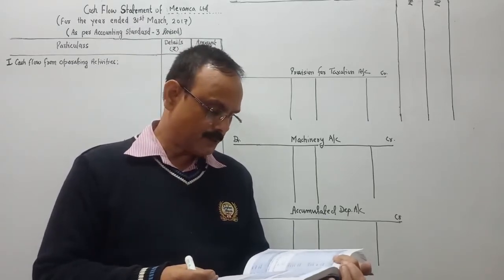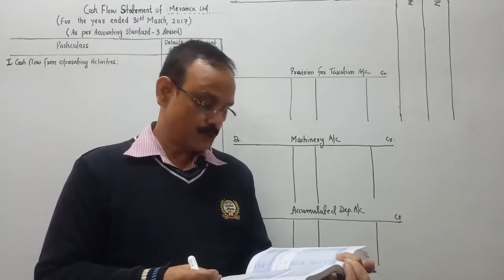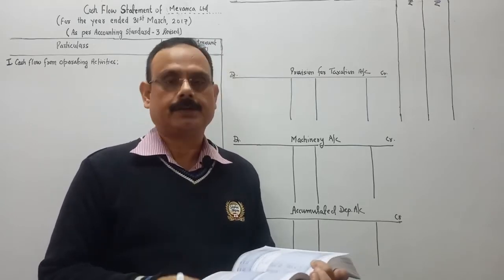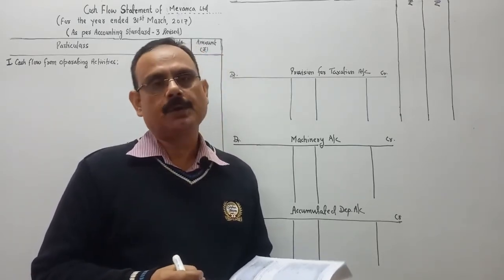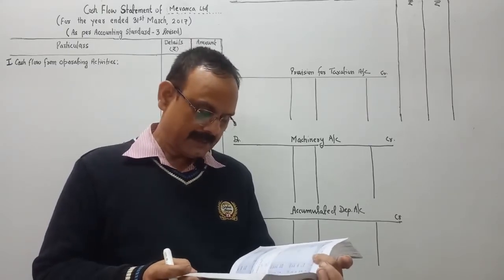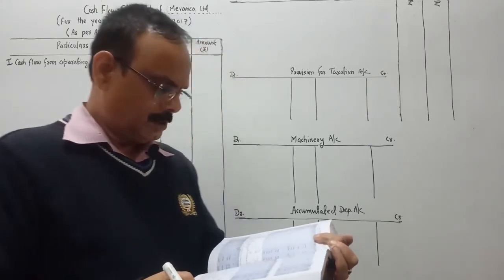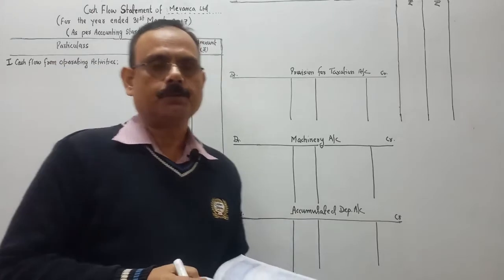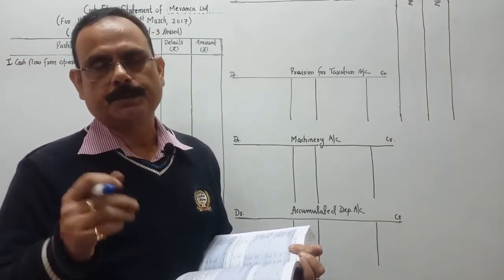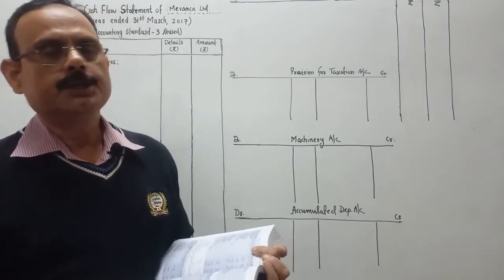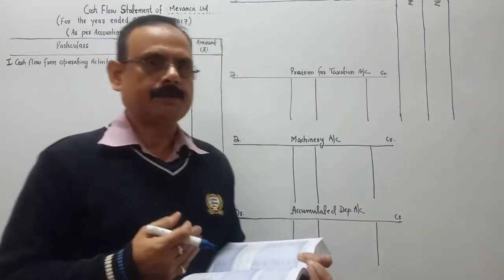Accumulated depreciation was 20,000, and the machine was sold at a loss of 18,000. So book value was 18,000 and sold at a loss of 18,000. Prepare cash flow statement. What we'll do first is the working note. Before preparing the cash flow statement, you draw the format of a cash flow statement first.